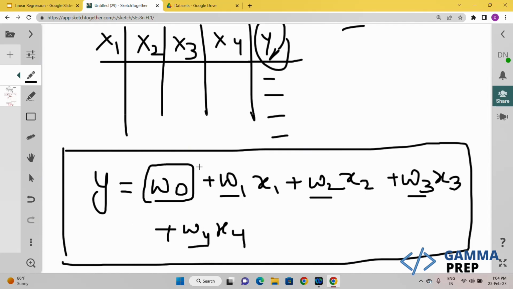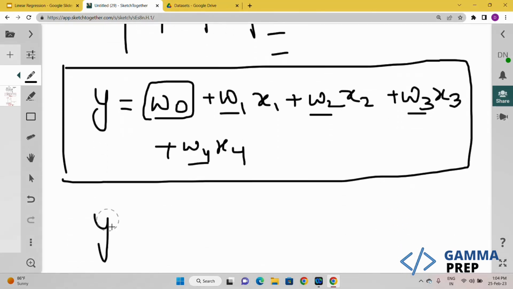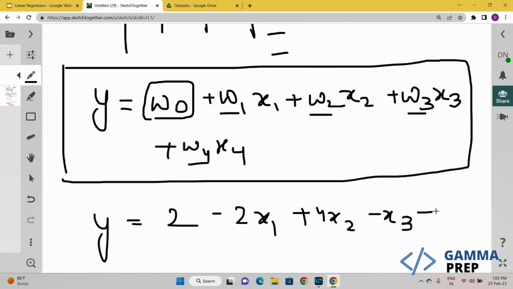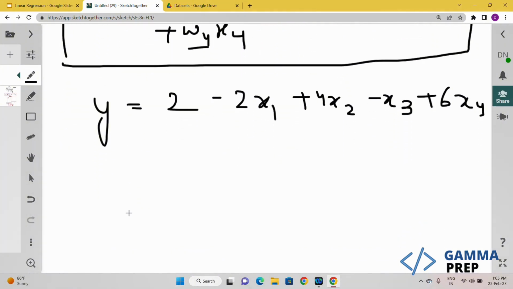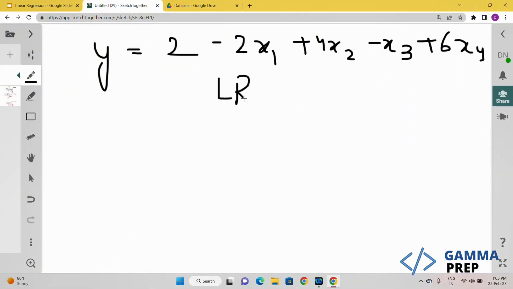So once we have the coefficient and the intercept values, that is, once we know what w0 is, what w1 is, what w2 is, what w3 is, and what w4 is, our model is ready. So let's say our w0 is 2, w1 is minus 2, w2 is 4, w3 is minus 1, and w4 is 6, then this is our linear regression model. Does that make sense?